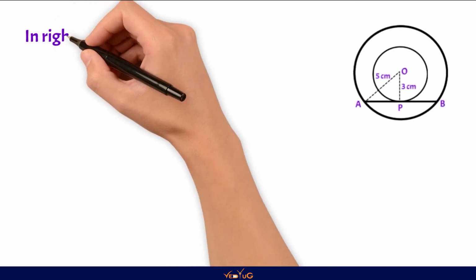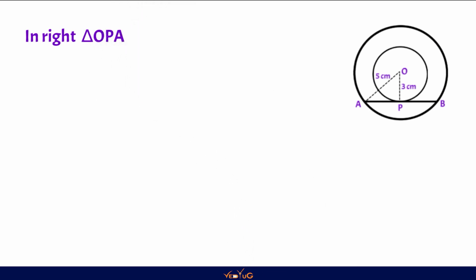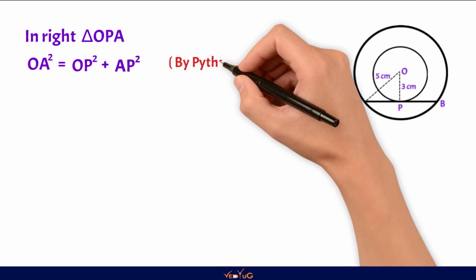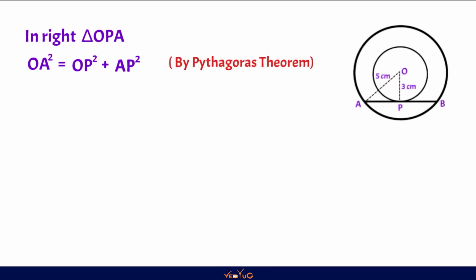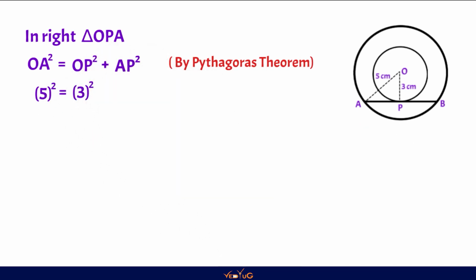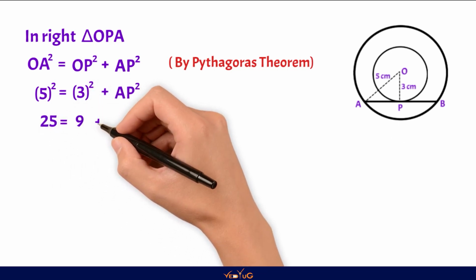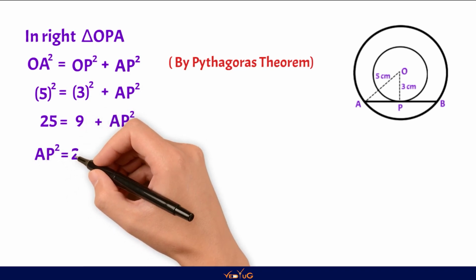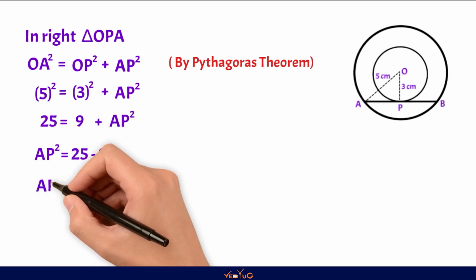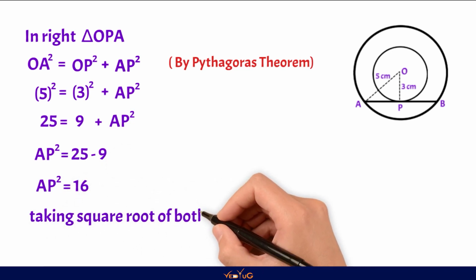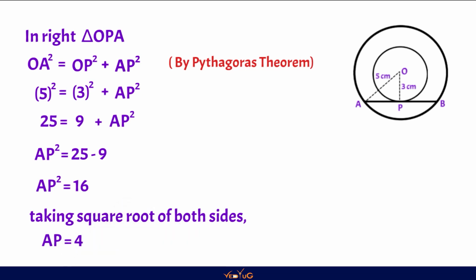In triangle OPA, OA square is equal to OP square plus AP square by Pythagoras theorem. Substituting the values gives us 5 square is equal to 3 square plus AP square. Solving which gives us AP square is equal to 16. Taking square root of both the sides, we get AP is equal to 4 cm.